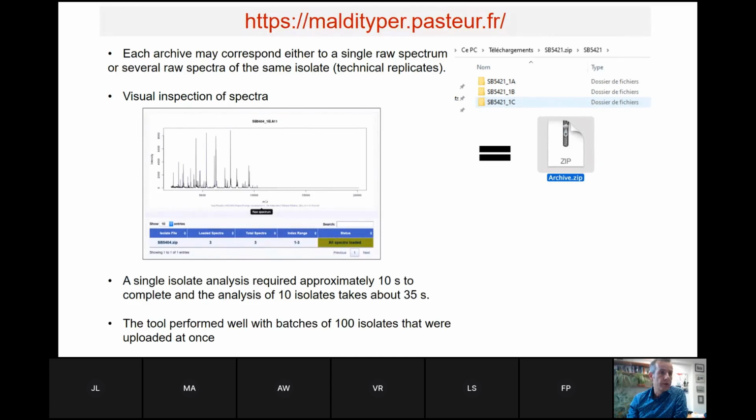The system is quite fast. I have put here some metrics. So you require approximately 10 seconds once your spectra is uploaded to the website to get an identification result. And you can upload batches of up to 100 isolates without any problem.